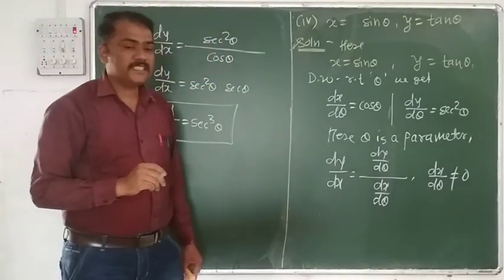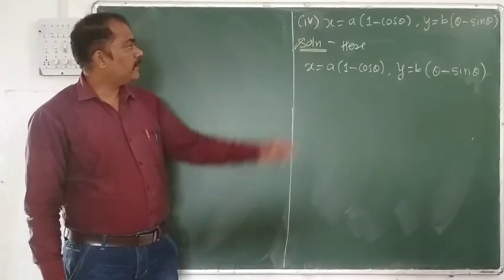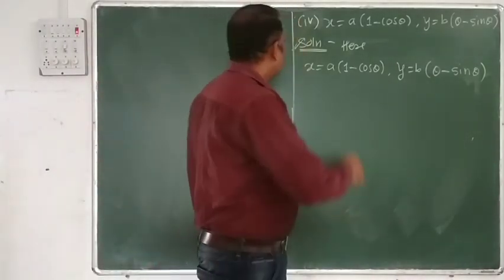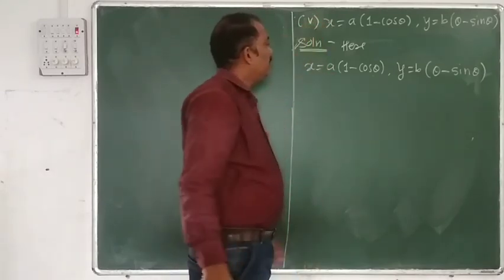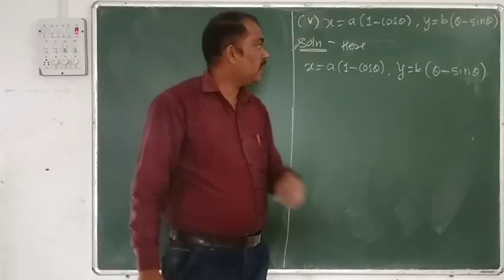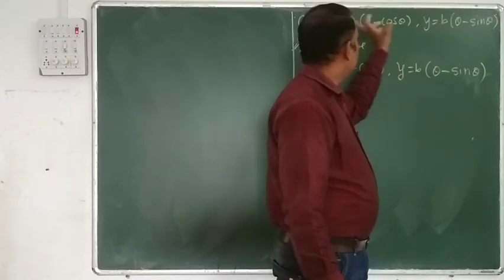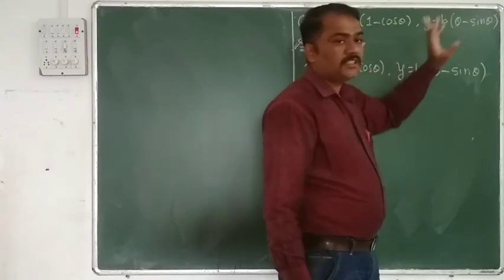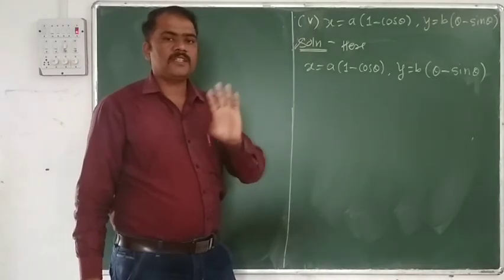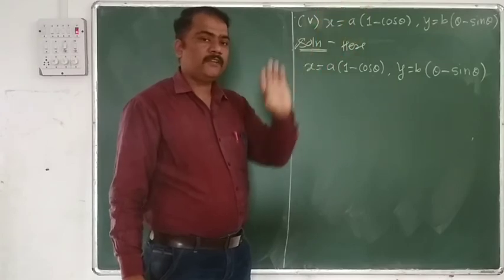Now we have to discuss example number 5. What is example number 5? X is equal to a into 1 minus cos theta, y is equal to b into theta minus sin theta. X is a function of theta, y is a function of theta. We are given two equations, and the only thing common is that both equations have the variable theta. So this is an example on the derivatives of parametric functions.